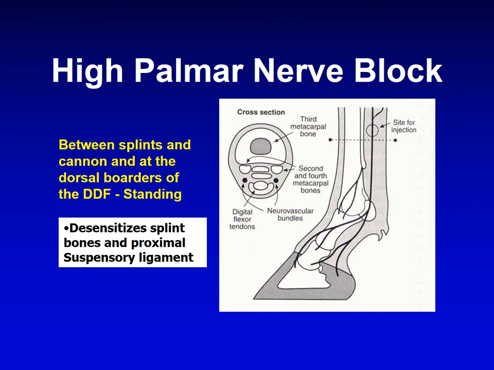If not, again, you have to go one step up, and that is the high palmar nerve block. Just like the low palmar nerve block, you do four injections, two of them between the splints and the cannon, medial and lateral, and then two at the dorsal aspect of the deep digital flexor, again medial and lateral, at the mid metacarpal area. With this nerve block, you will get the medial and lateral palmar nerves, the medial and lateral palmar metacarpal nerves, and also the communicating branch. With this nerve block, you desensitize the proximal suspensory ligament, and also the splint bones, and all the structures below that, of course.